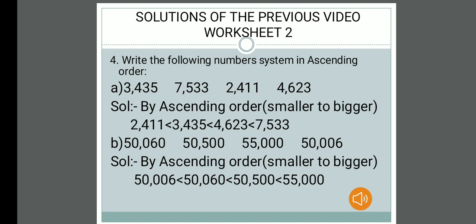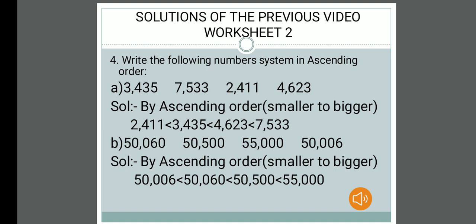The next topic is ascending order. We have to arrange the numbers from smaller to bigger. Now you can see the first question: 3,435, 7,533, 2,411 and 4,623. Here I have taken 4-digit number systems. This we have to arrange from smaller to bigger. Now let us see the answer.